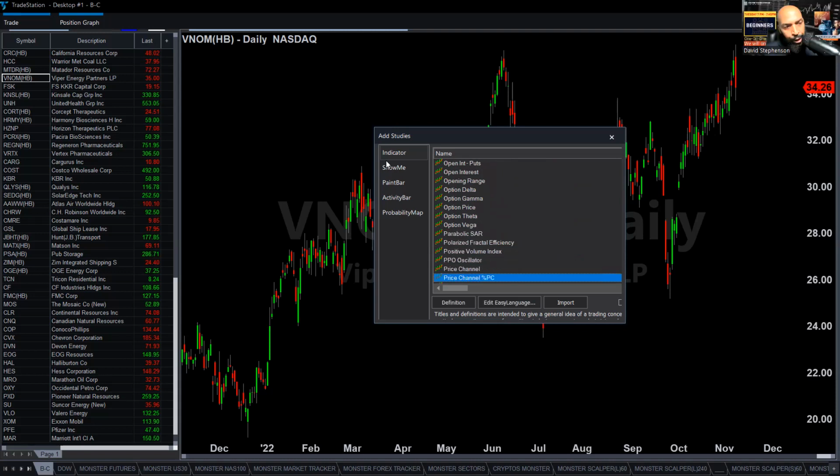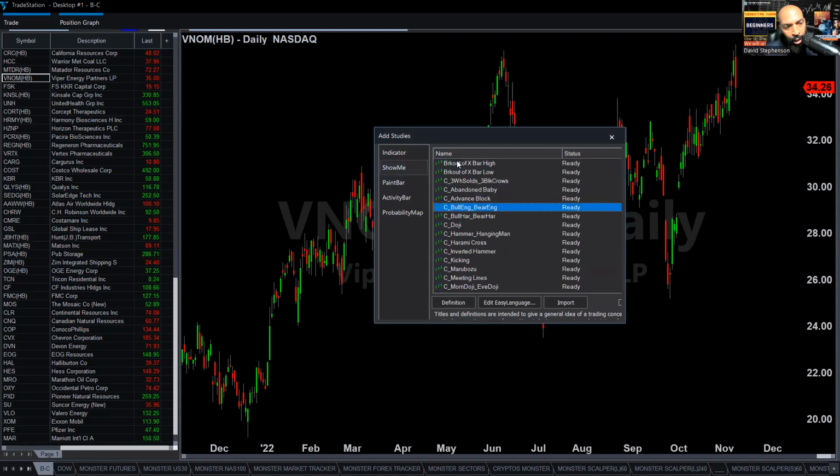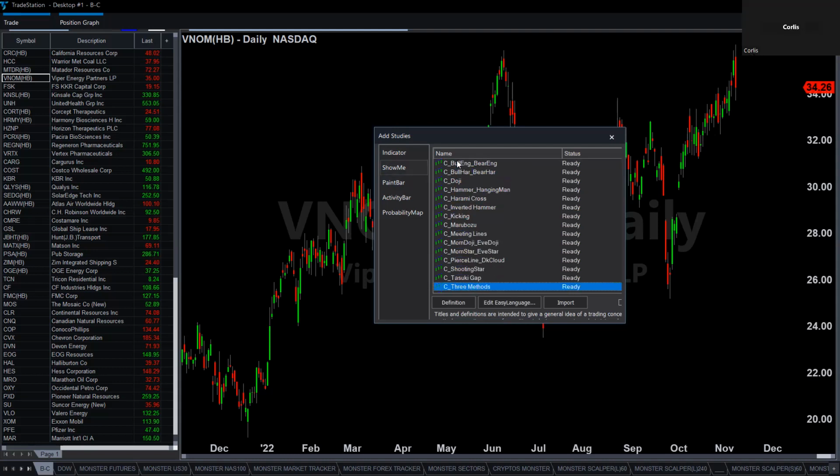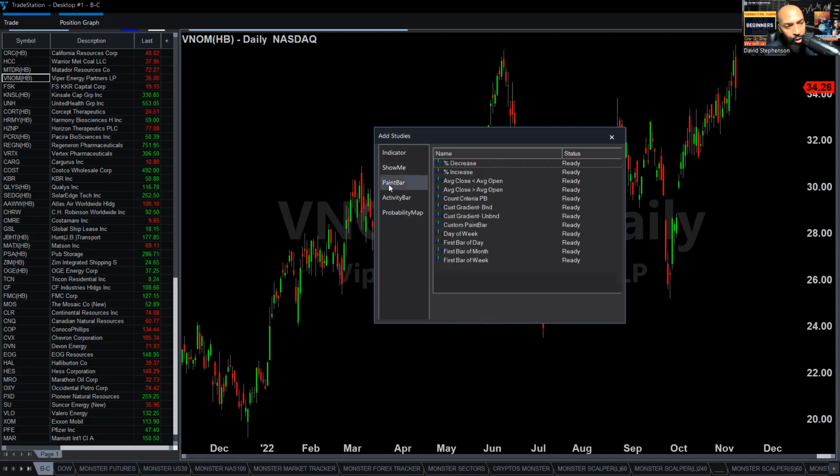And then we have Show Me. Look at this. These are all additional tools that we can add. So you'll never get to the point where you know everything about trading. That's not the goal. It's not to know everything. The goal is to know just enough. All of this, these are all tools you can add to your chart.